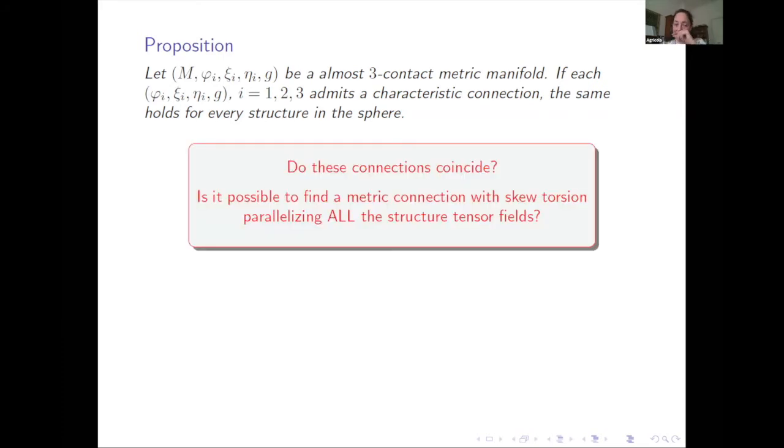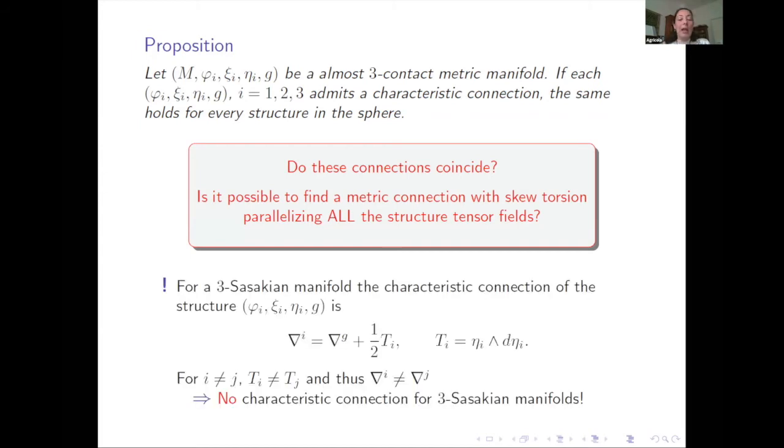Okay. Obviously, we can ask, are these connections the same? Is it going to be possible to find a metric connection with skew torsion, which is going to be nice with respect to all the structure tensor fields of all my three orthogonal contact structures? And unfortunately, a look at the Sasaki case shows us quite rather quickly that this is not going to hold.